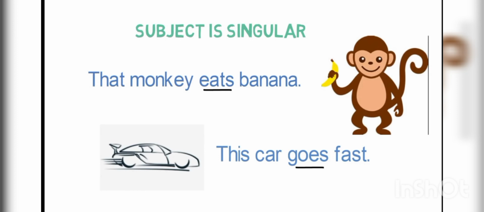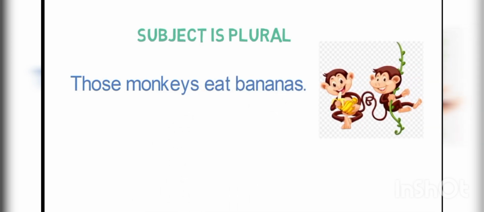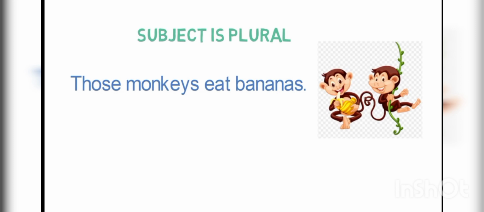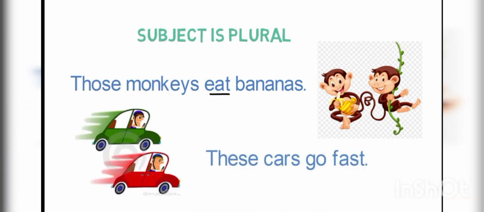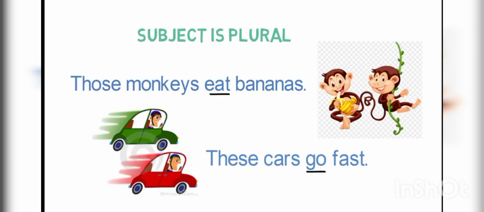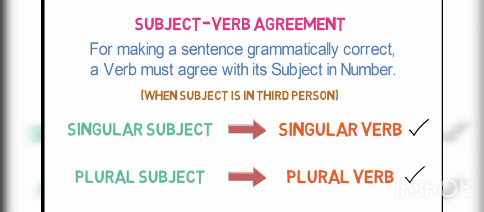Now, let's look into same examples where subject is plural. Those monkeys eat bananas. Here, subject is monkeys, which is plural in form. So, verb will also be plural in form. So, in this case, we used eat. Let's look into the next example. These cars go fast. Here, the subject is cars, which is plural in form. So, verb will also be in plural form. So, please remember this rule. The rule is that singular subject has singular verb and plural subject has plural verb.